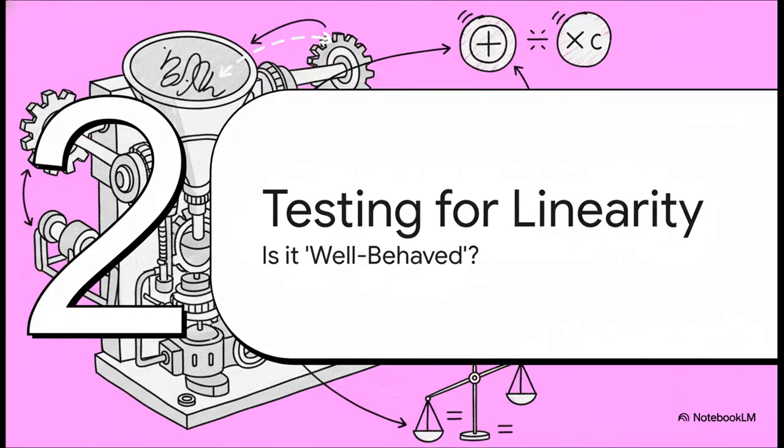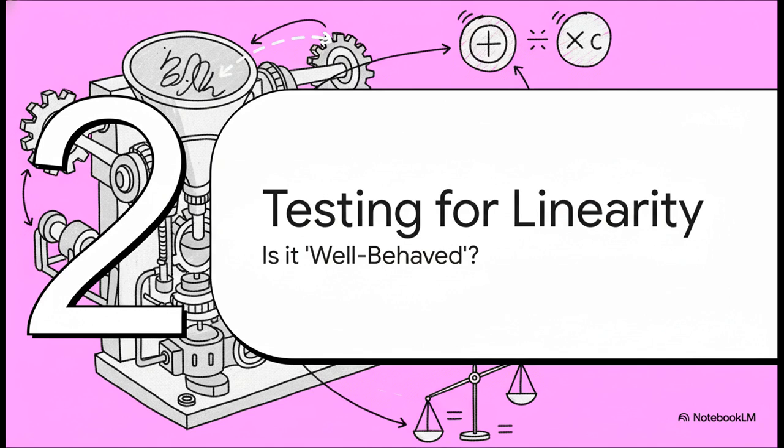Now, here's the thing. For this machine to be useful in the universe of linear algebra, it absolutely has to be well-behaved. That's what mathematicians call being linear. And honestly, this is the most critical part of the entire problem. Proving linearity, that's what unlocks our ability to really analyze the structure of this thing.